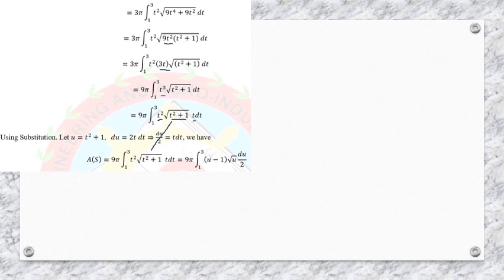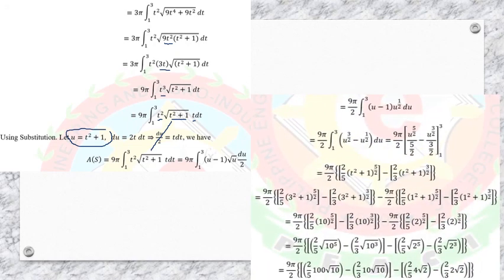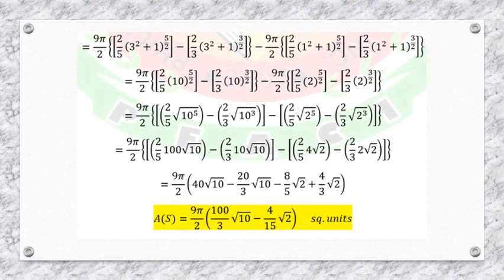si t squared class is solving for t squared here. Transpose natin si 1 dito. So, we get u minus 1, di ba? And then, yung nasa loob ng radical sign is yan yung gilat natin u. So, that's why square root of u. And then, t dt is yan yung du. So, we obtain by simplifying class, 9 pi over 2 times 100 over 3 square root of 10 minus 4 over 15 square root of 2 square units. So that is for the area of a surface of revolution. Just familiarize the formulas na na-discuss ko sa first slide.